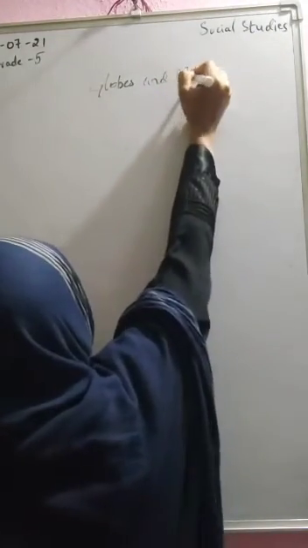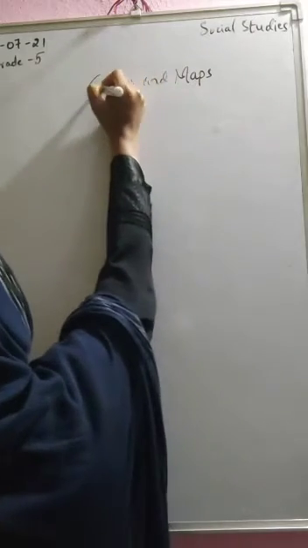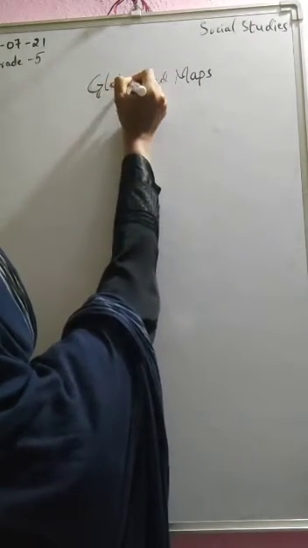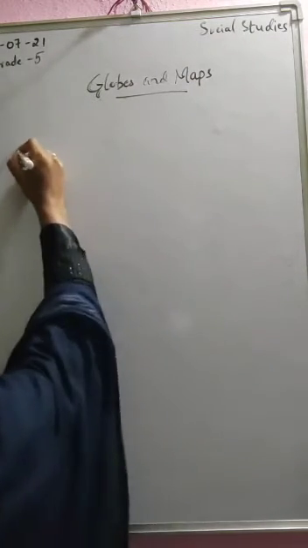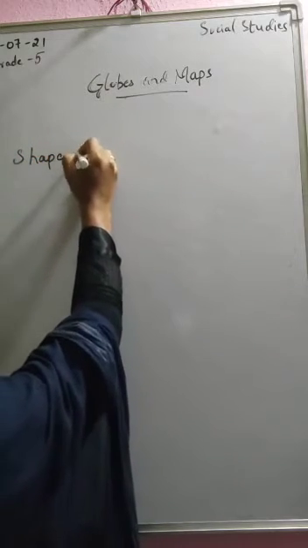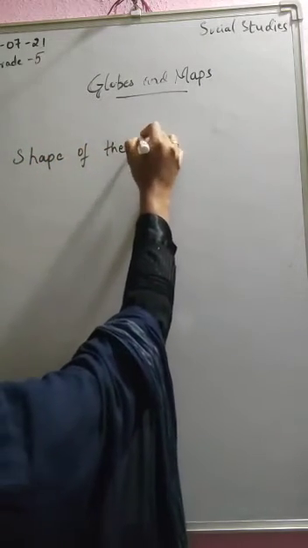Yes, children. So let's start with our new academics, the first lesson of your social studies, that is about globes and maps. Okay, so first and foremost, what is the shape of our earth? Shape of the earth.